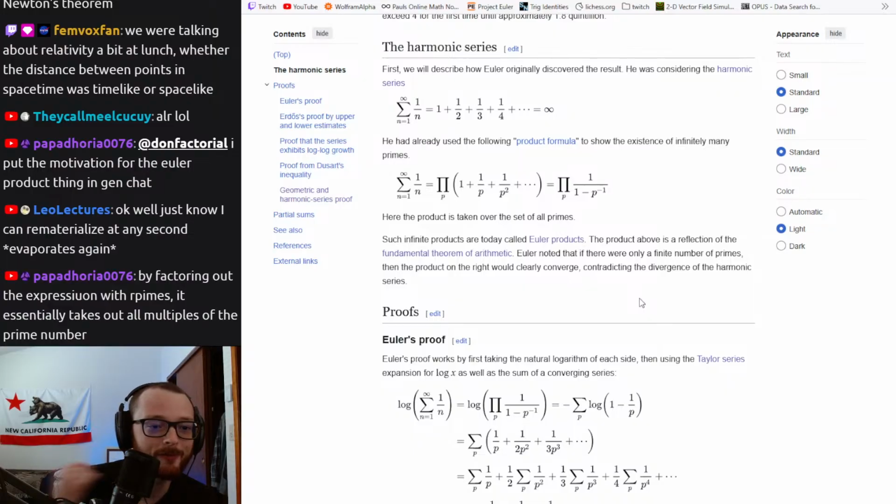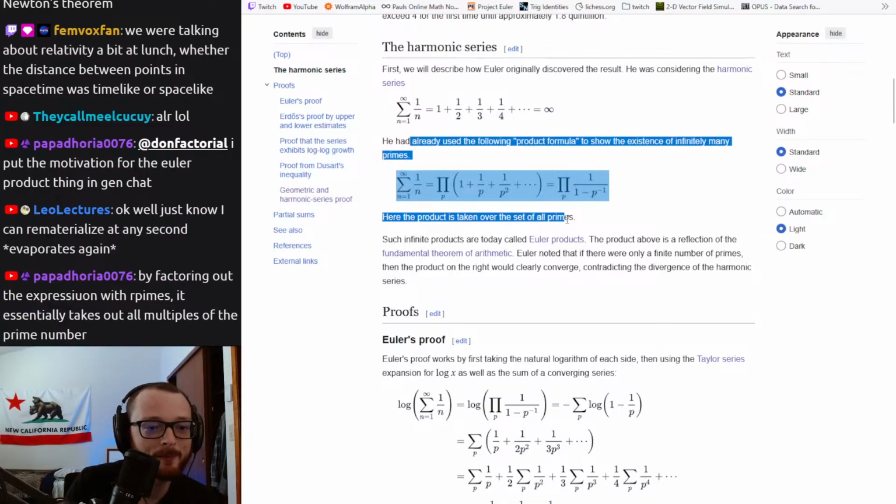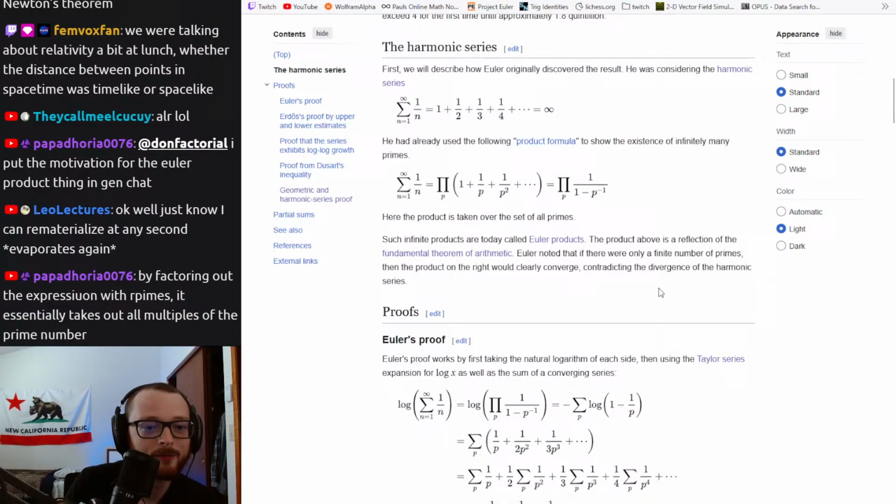Huh. This is a proof for there being infinitely many primes. That's simpler than I would have thought.